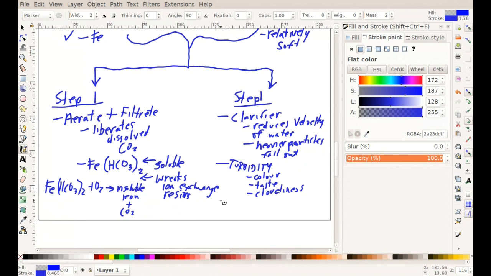So what we need to do is do two steps. First of all, coagulation. And then the next step is going to be called flocculation. And then after that, basically it's sedimentation all over again, where we just allow it enough time for it to settle out.